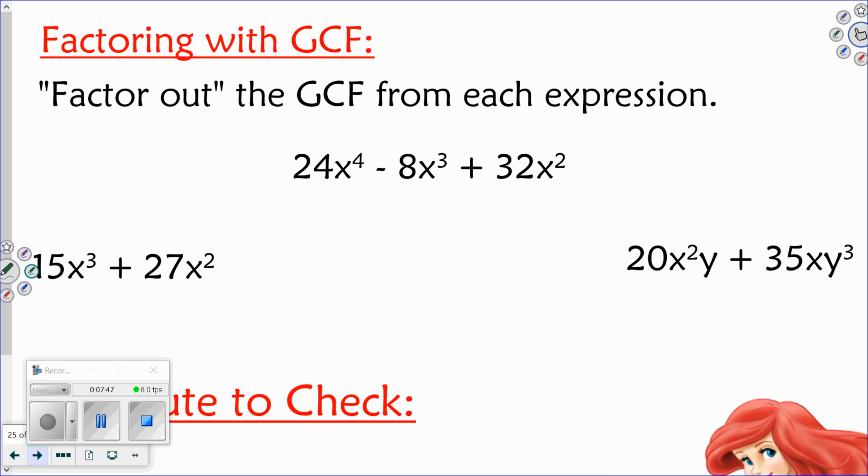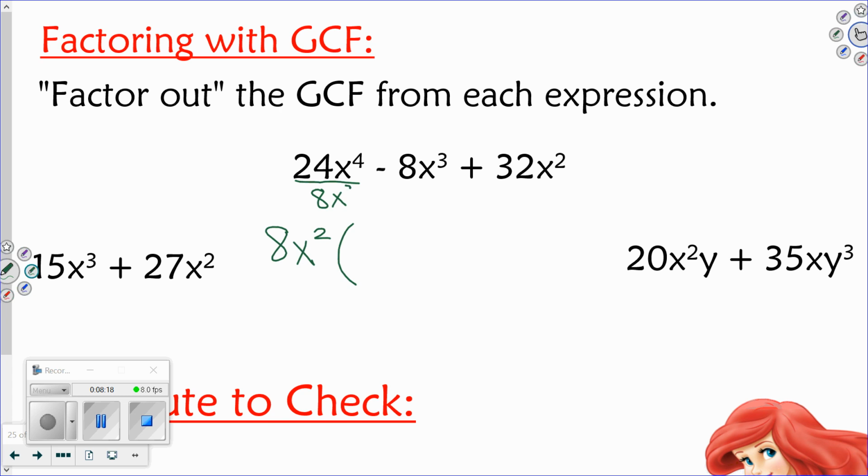All right, well, what about 24x to the 4th minus 8x cubed plus 32x squared? 8x cubed? All right, so he said 8x squared. Squared means 2. Why can I not take cubed? Why can't I do 3? Yeah, it's 3, and that one only has 2. I can't take out any more than they have. I have to take it from each of them. All right, so taking out an 8x squared.